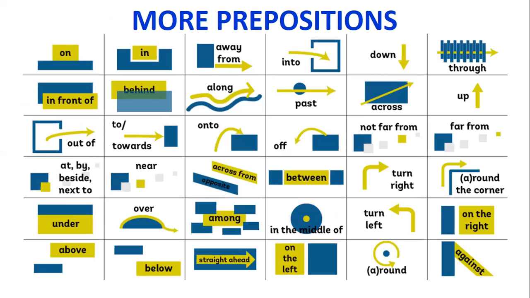But I have here more prepositions. For example, in this case, you have to look for the green object. And the preposition is said regarding the green object with the rest of the space. So here we have on, in, away from, into, down, through, sobre, en, lejos de, hacia dentro de, hacia abajo de, a través de. In front of, behind, along, past, across, up, enfrente de, detrás de, a lo largo de.